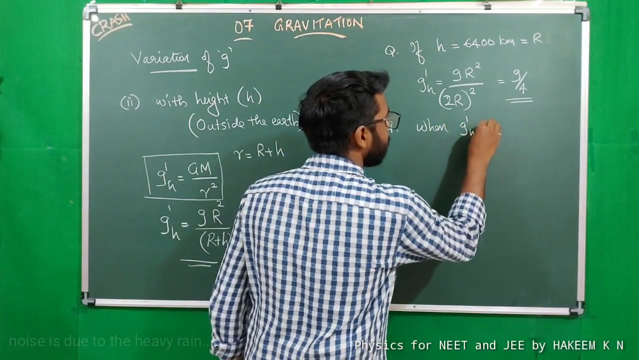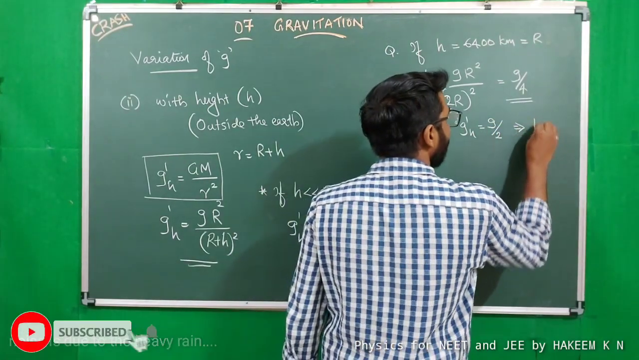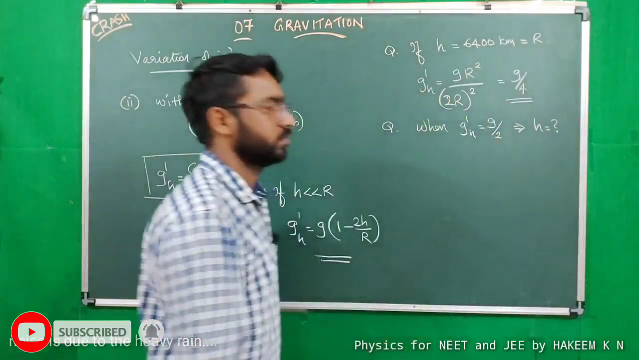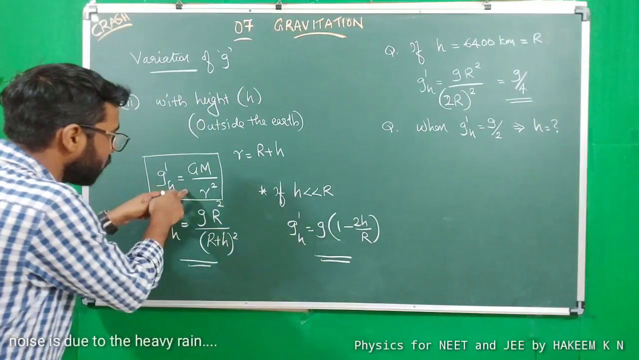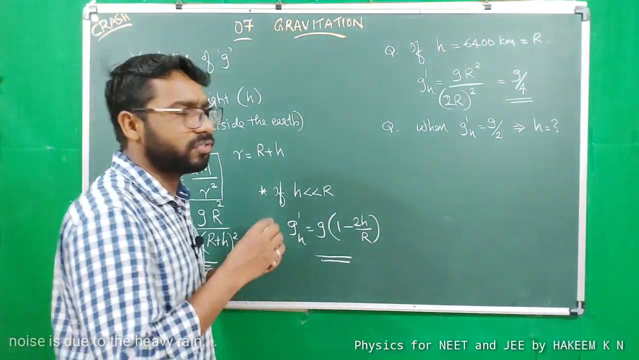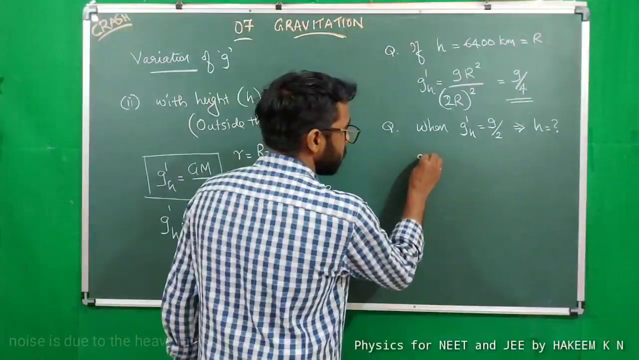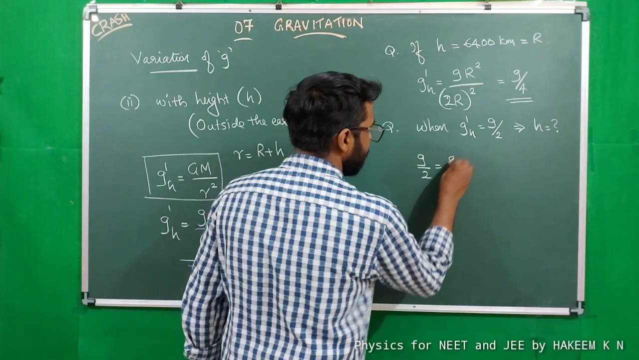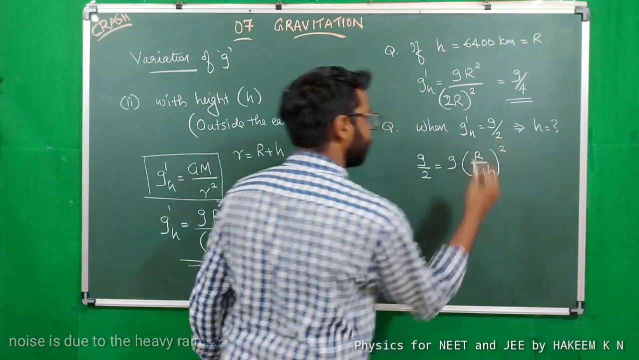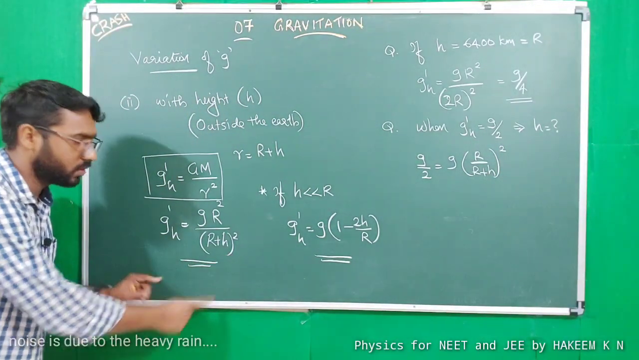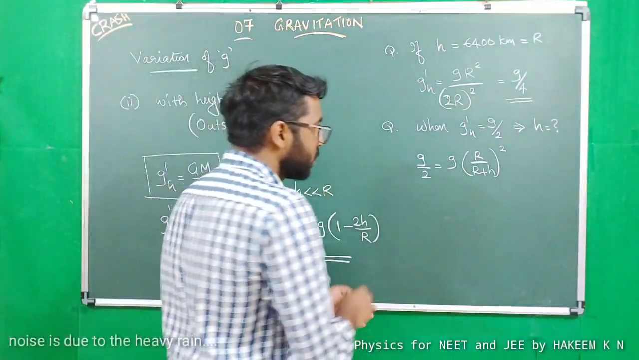When g dash with height equals g by 2, then what will be the height or altitude? How can we calculate? We can use the same equation. Instead of g dash with height, we can give g by 2. So we will get g by 2 equal to g into r by r plus h whole square. We used the same equation. We have to calculate h.